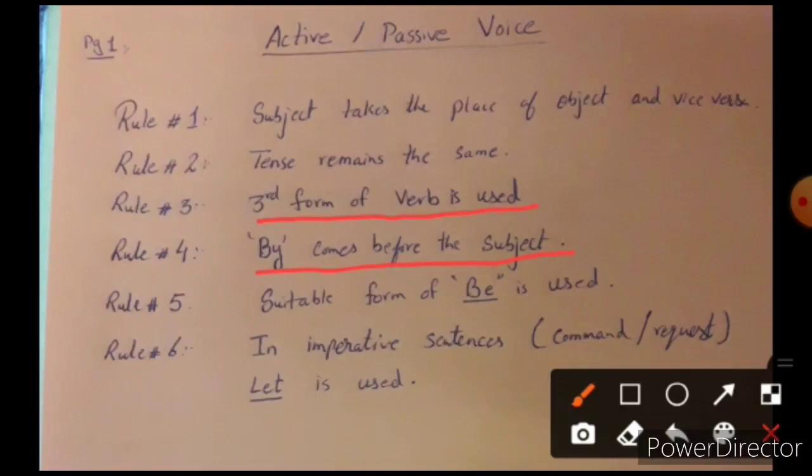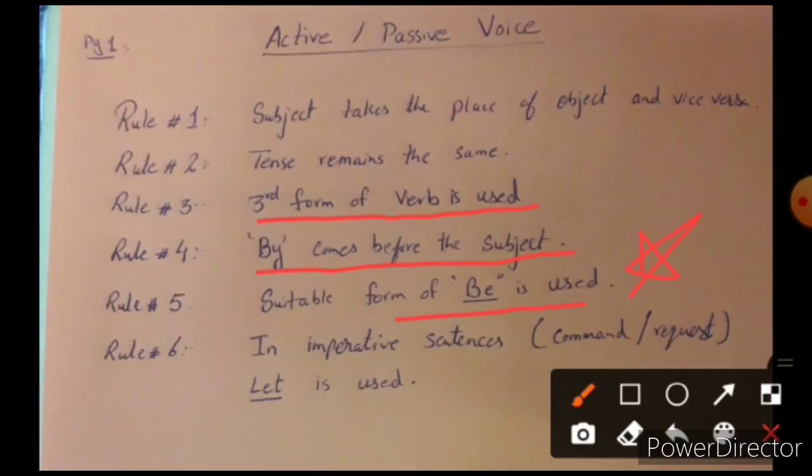Now this is a very important point, and we are going to discuss it in further detail afterwards. The suitable form of be: what is the suitable form of be, and how do we use it? This is the most important point, and you have to be very vigilant when I tell you about the suitable form of be, because it is the main part in the formula and we apply it everywhere.